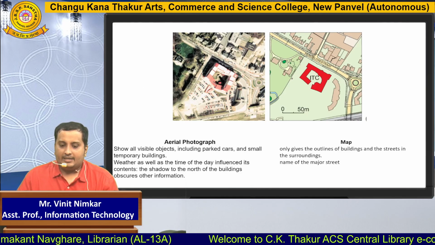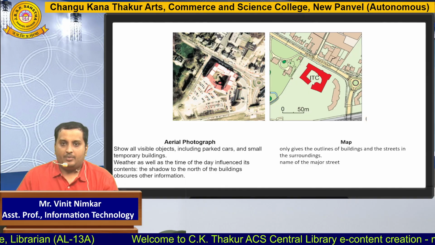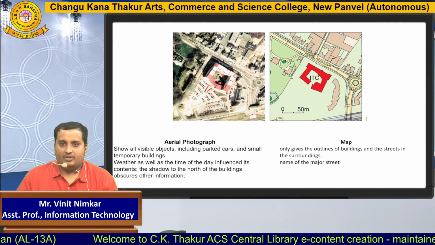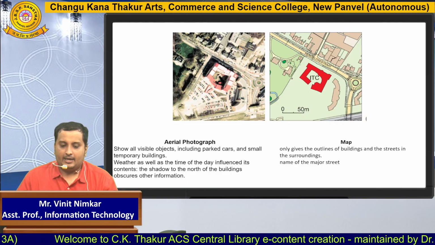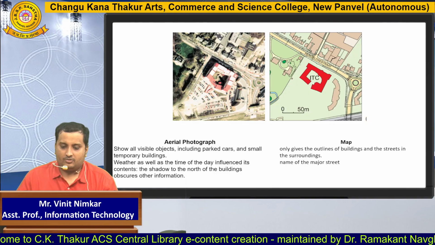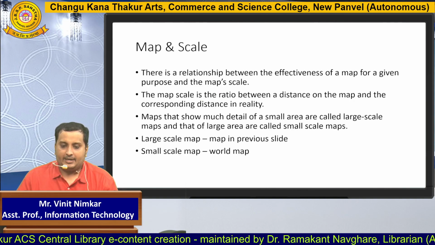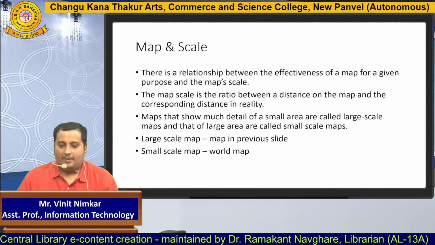Now if you can see in the example, there is one aerial photograph, and the map gives us only outlines of the buildings, streets, etc., but aerial photographs help us to visualize objects as well, such as parked cars, small temporary buildings, etc.